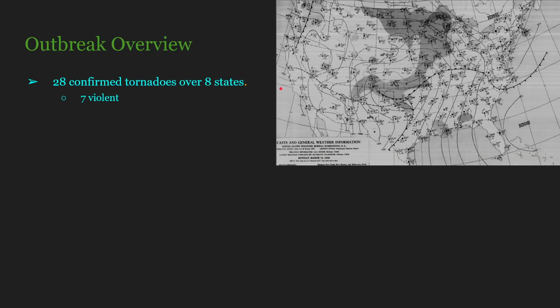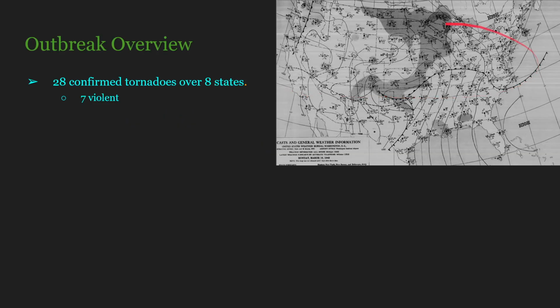Hello folks, and welcome to another tornado outbreak short summary. This is quite the old one. We are looking at the tornado outbreak from March 16th through the 17th of 1942.